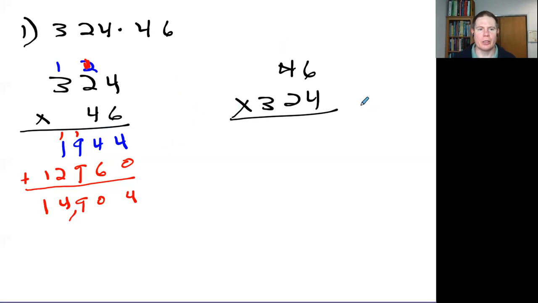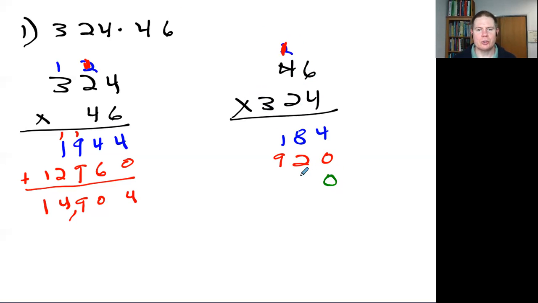All right, let's try it the other way. 4 times 6 is 24 still, but now 4 times 4 is 16, plus 2 is 18. Now I look at the 2 in the tens place. So I put my placeholder. 2 times 6 is 12. 2 times 4 is 8. 8 plus 1 is 9. And I'm done. 3 digits, just like the top one is 3 digits. That's fine.